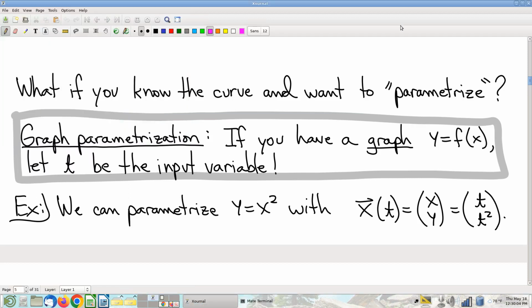Here's where we left off last time. We were talking about parameterizations, and we were last time taking given parameterizations and trying to figure out the underlying curve that each describes. So here we're going to go in the opposite order. Here we're going to say there's an underlying curve for which I want to create a parameterization. And this is called parametrizing the curve.